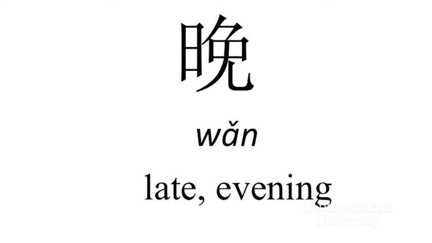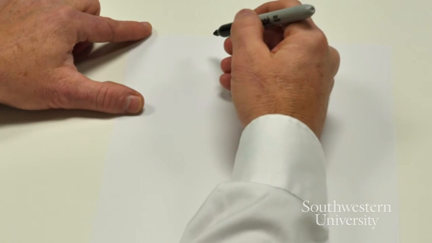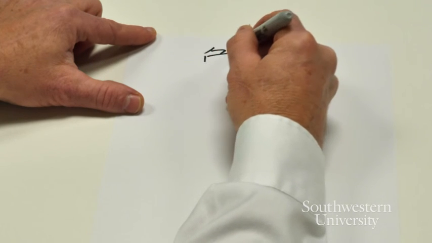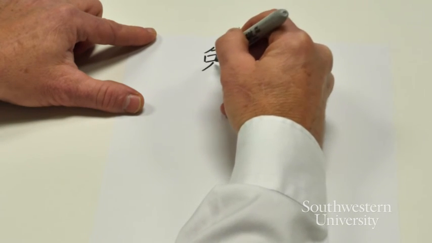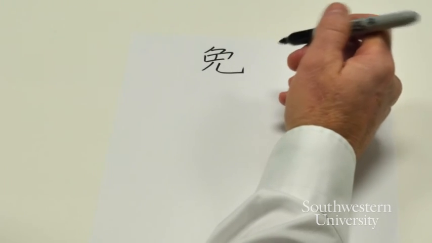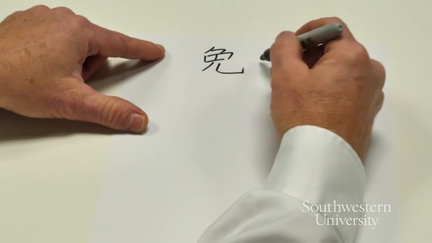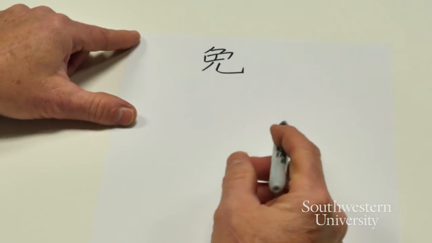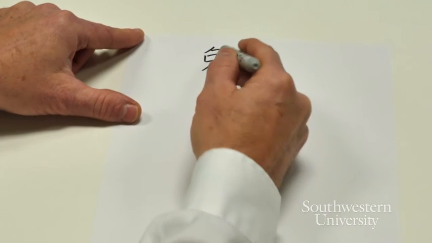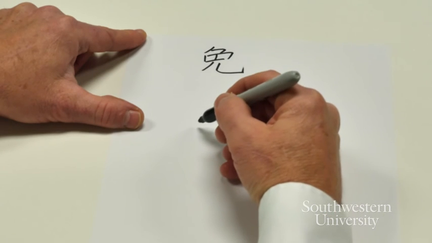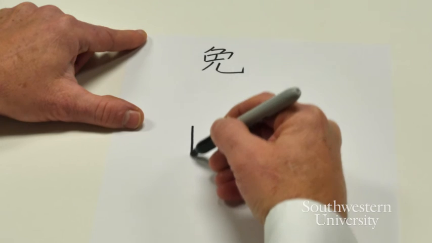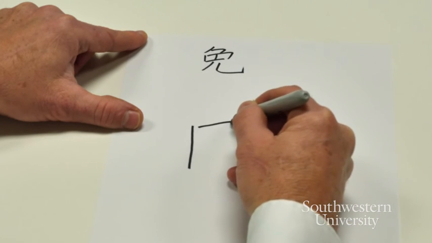The phonetic component on this, mien, means exempt, and it's originally a depiction of a rabbit that has run away. So since the rabbit has run off, then it's exempt. That might help you remember it. You see the eye, you see the legs, and maybe the ears of the rabbit. So here, wan is just a phonetic component here. We've got the sun as the significant and the radical.